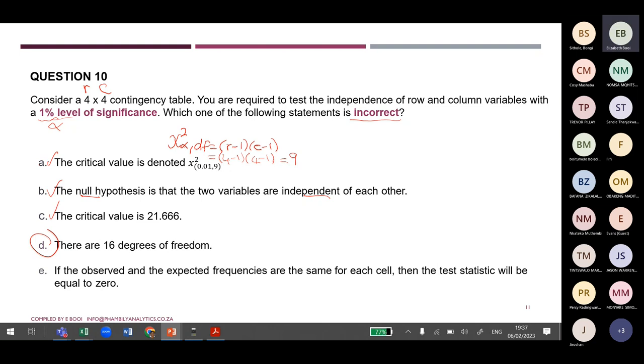If the observed and the expected frequencies are the same for each cell, then the test statistic will be equal to zero. We dealt with this the last time. True. I did show you the example of it. That is true.